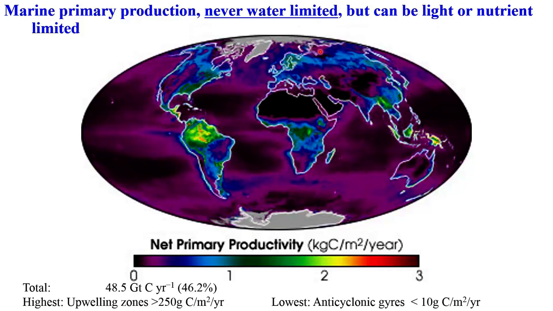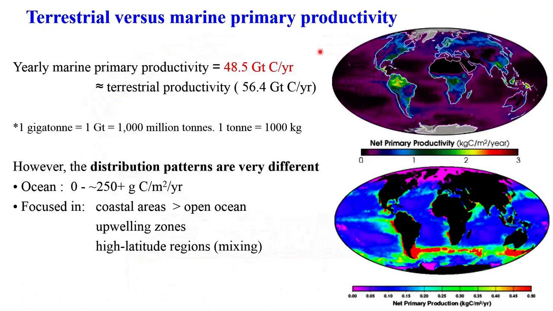If we look at the marine, oh no, I was supposed to put a different one, so let's just flip forward to that one. So this is the marine map here. It's showing exactly the same thing, I've just changed the scale. So this went from 0 to 3, now this is going from 0 to 0.5. So we can see the variability in the ocean a lot better.